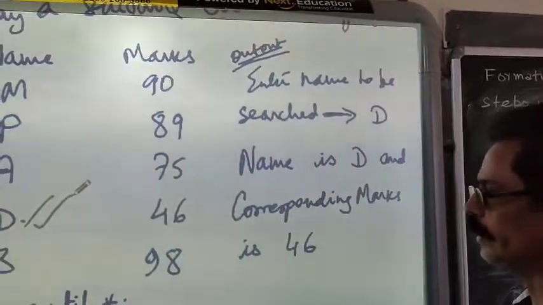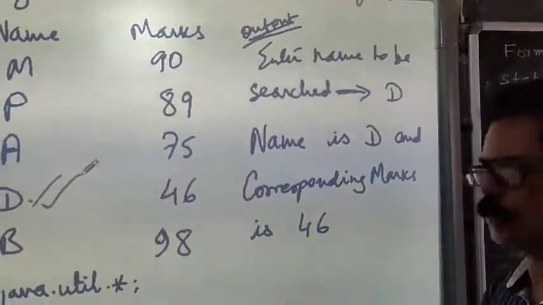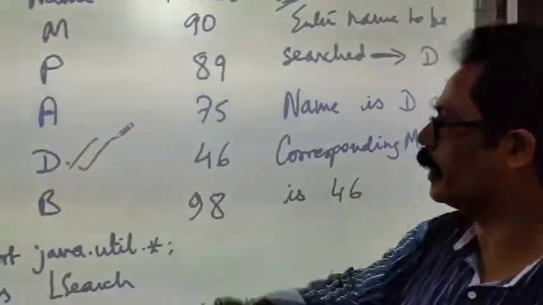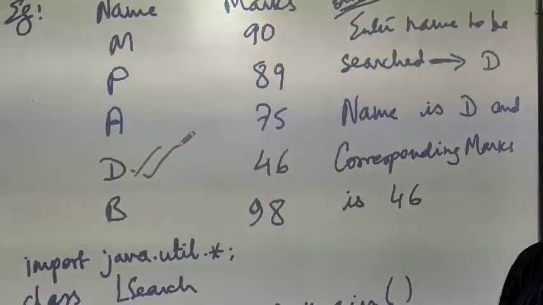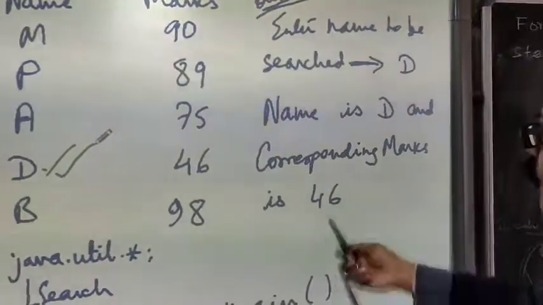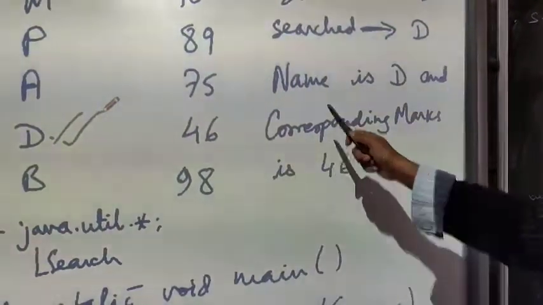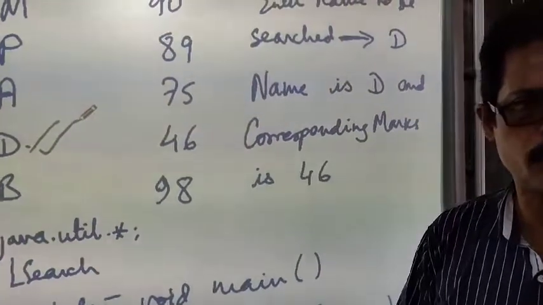If it is, then what happens? It should print 46. Suppose I write E, where E is not there, it will give us an invalid search. That kind of message we are going to print. So since D is here, the name is D and the corresponding marks is 46. This will be the output that we are going to print.